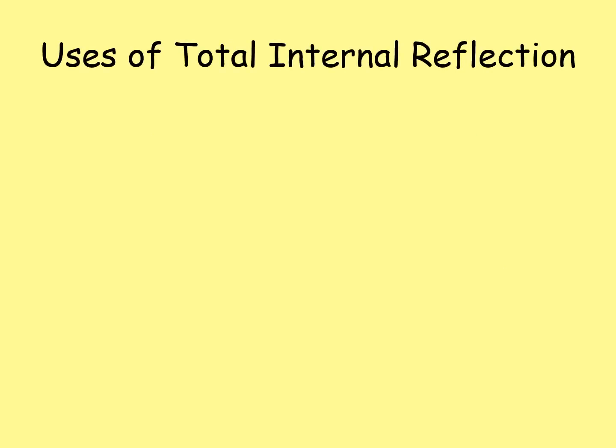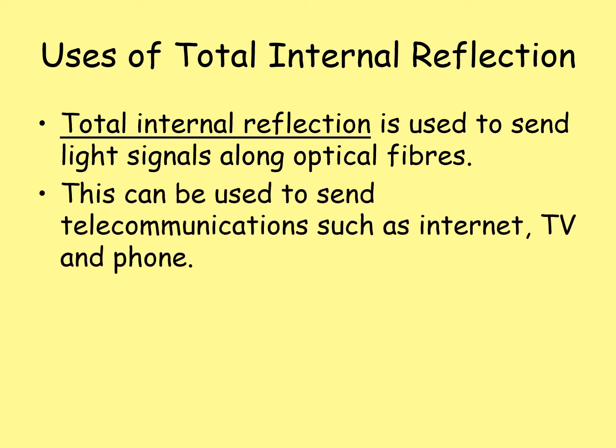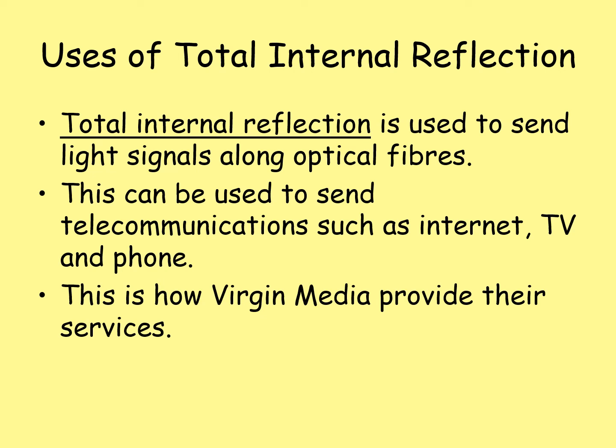From National 5, we looked at a number of different uses for total internal reflection. Total internal reflection is used to send light signals along optical fibers, and this can be used to send telecommunications such as internet, TV, and phone. We use optical fibers for our broadband internet, and this is how Virgin Media, for example, provide their services.